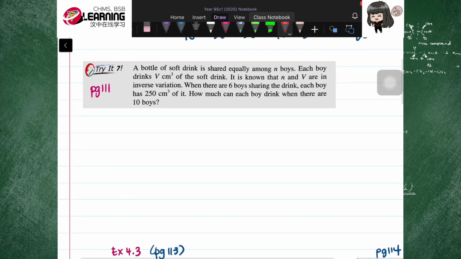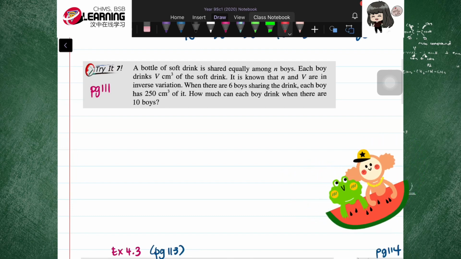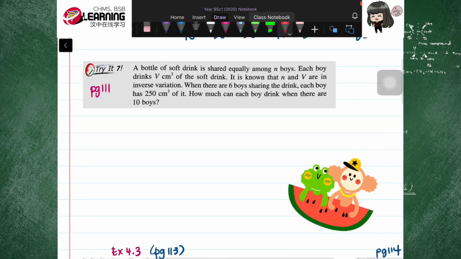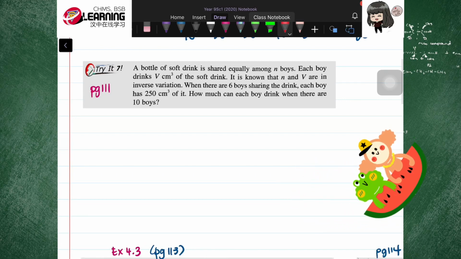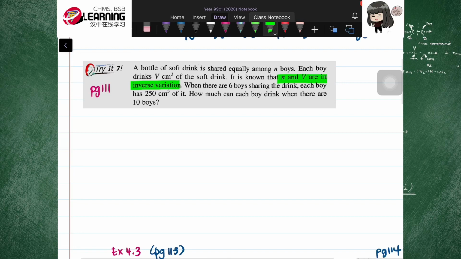A bottle of soft drink is shared among n boys. The variable here is n. Each boy drinks v centimeter cube of the soft drink. Another variable here, v. It is known that n and v are in inverse variation. So when we say n and v are in inverse variation, we have a constant. The constant here is n times v equals k. We need to find the k.